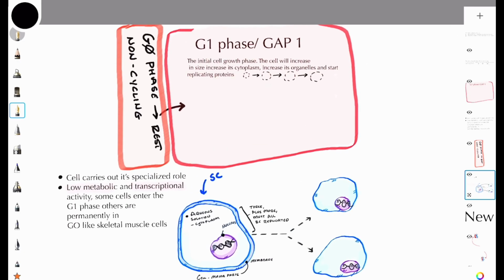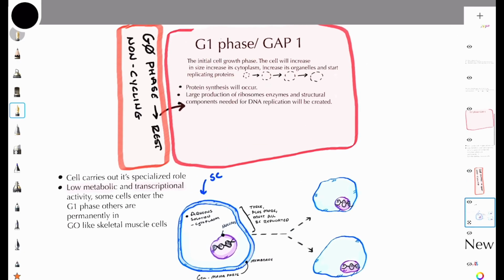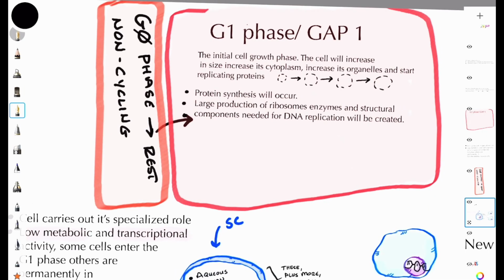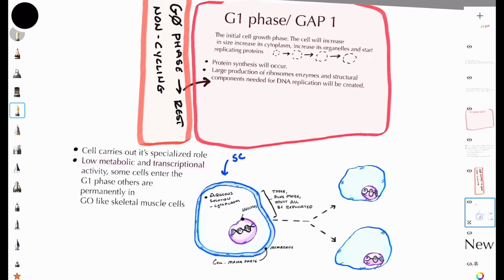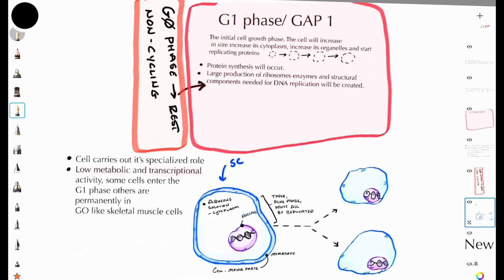All right. So something else is going to happen here. We are going to have lots of protein synthesis, which means we are going to make a lot of these proteins. We'll have large productions of those things I was talking about: ribosomes, enzymes, structural components, and we will start preparing for DNA replication. Okay? We do not want to replicate DNA until we have all of the proteins that we need in the cell.